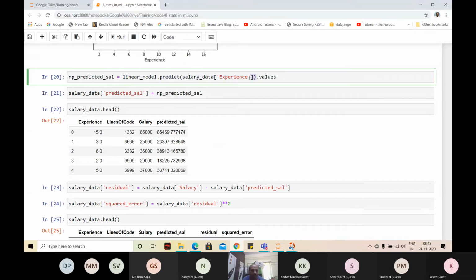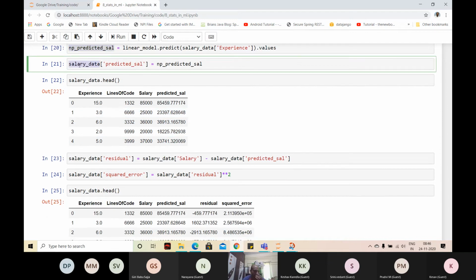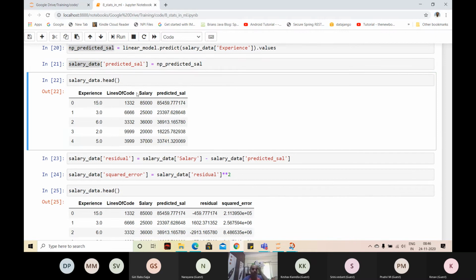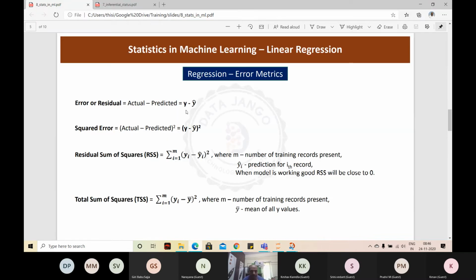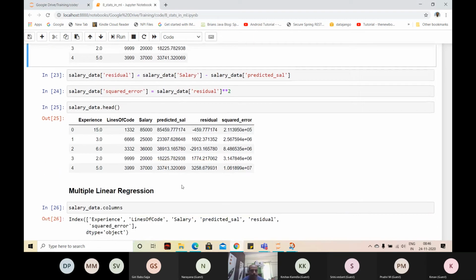When I say predict, it was actually giving me a series object. On a series object, if I say dot values, I'll get a numpy array. And then in the salary data, I added a new column called predicted salary: actual salary, predicted salary. So Y and Y cap, we call it Y cap in machine learning. Now I am going to calculate the error here.